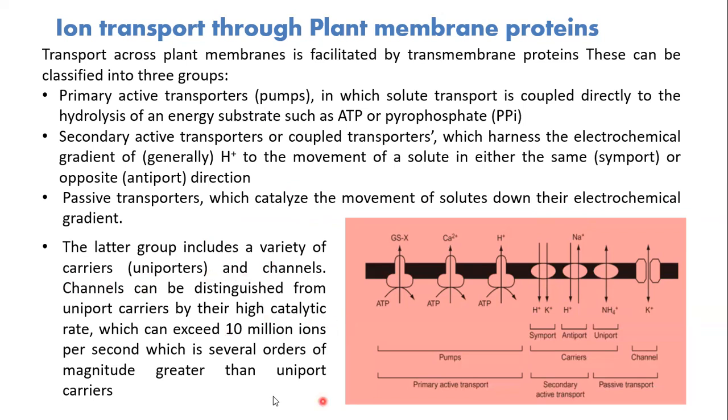The latter group includes a variety of carriers and channels, which can be distinguished from uniport carriers by the high catalytic rate, which can exceed 10 million ions per second, several orders of magnitude greater than uniport. Here you can see the different kinds of proteins which may be in the cell membrane, and there are symport, antiport, and uniport mentioned.